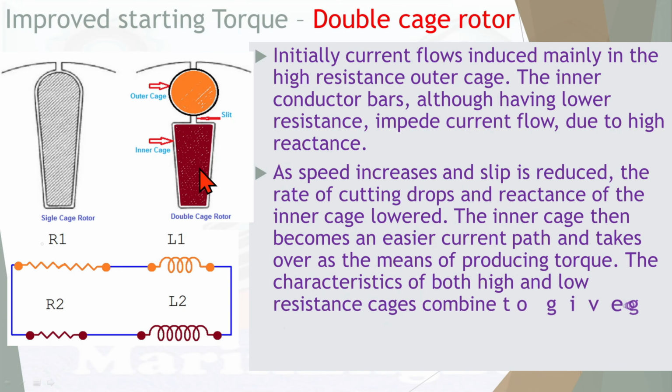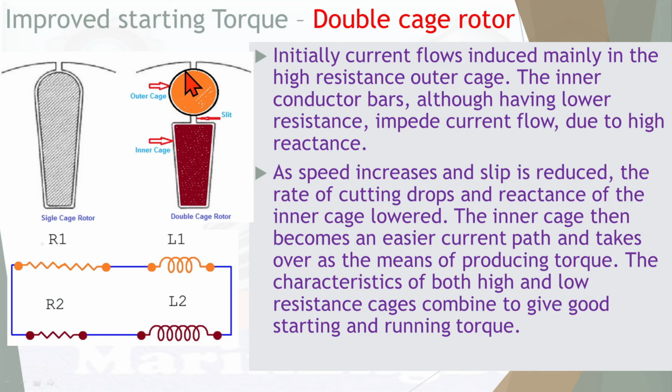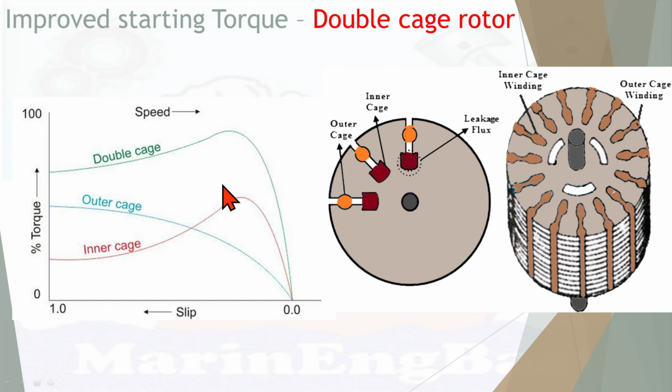There is another phenomenon we call the skin effect. From the beginning of starting, skin effect also retards the current flow in the inner cage, because of the restriction on the electron flow accumulated on the surface of the cylindrical space of the rotor. So this is the arrangement of a dual cage induction motor.